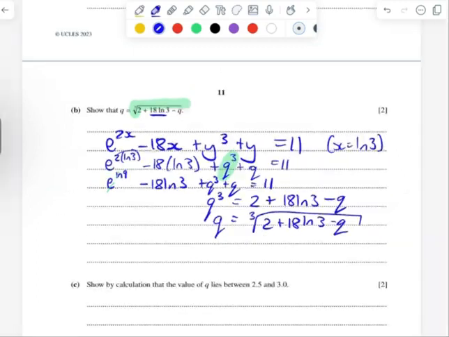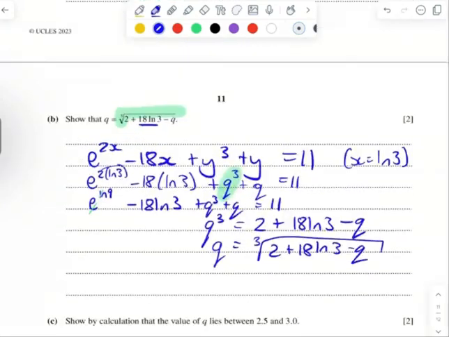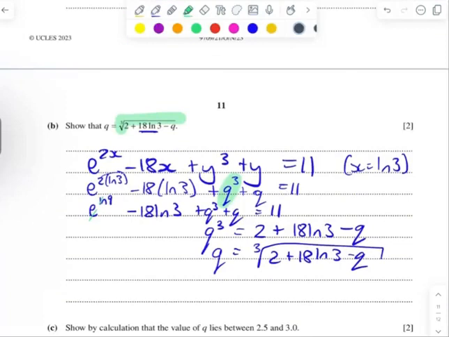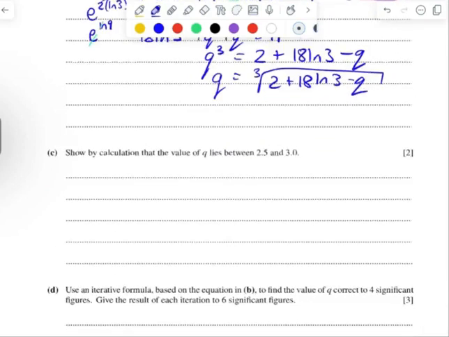Right, so what I find helpful in these types of questions, always look at what you're aiming for and which q is the subject of the formula. Sometimes it's obvious, sometimes it's not so obvious. Also, just start from the basics. We know what our x value is, and we're looking for our y value. That's why I started with my original equation and plugged in my x at that point. Okay, now they say show by calculation that the value lies between 2.5 and 3.